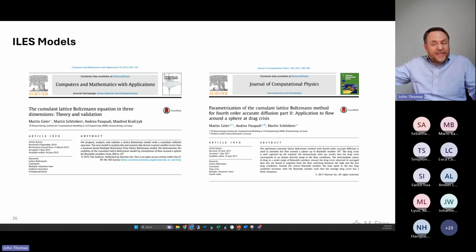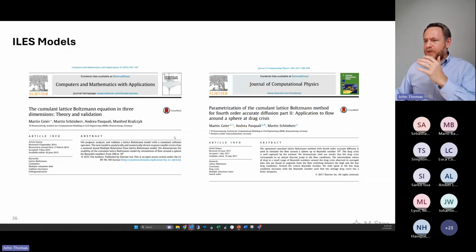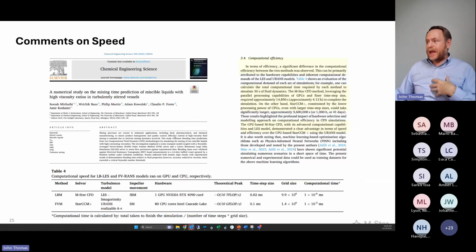So just a thought that these guys are here too, and they have utility. It's not just DNS and LES. ILES, implicit large eddy, has very strong utility that we can speak to on a case-by-case basis. They do some great validation work on it. This is not my work. It was published years ago, but I just wanted to mention this third rail.